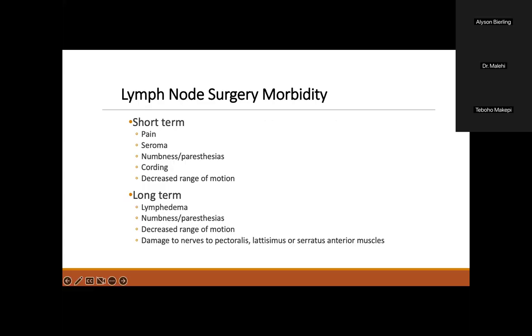We went over the short-term and the long-term problems with it.